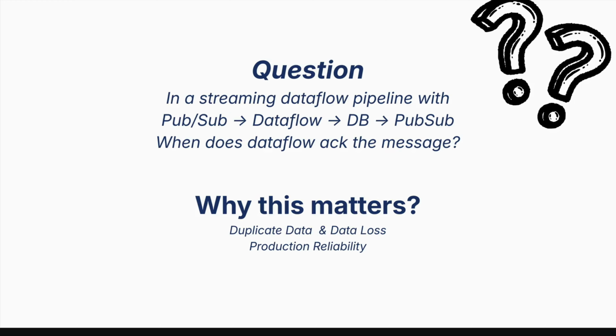Now, here is the problem statement. We have a streaming Dataflow pipeline where PubSub is the source, PubSub is also the sink, and in between, we have multiple DoFns and a database write. The question is simple. When does Dataflow acknowledge the source PubSub message? This question matters because it directly impacts retries, duplicates, and data loss. It also helps you answer the retries, duplicates, or data loss you might be having in your Dataflow, and why your Dataflow is slow when you are not able to say why.